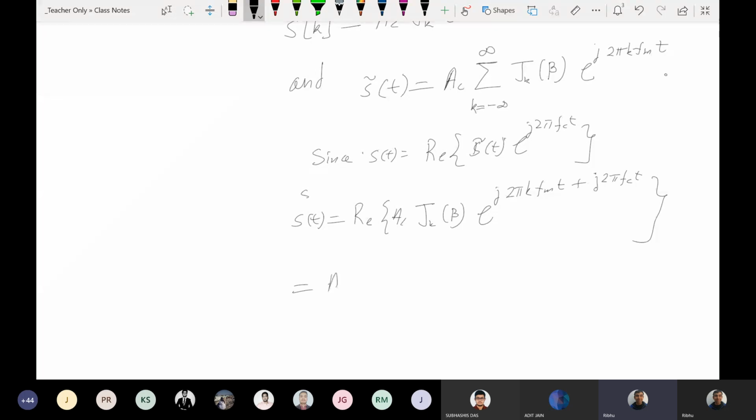This can be written as AC cos... So what about the summation? Yes, there is a summation k equal to minus infinity to infinity. AC outside, summation k goes from minus infinity to infinity, Jk beta cos 2 pi (k fm plus fc) t, right? Sorry about the summation in the previous step, but we see this beast now.